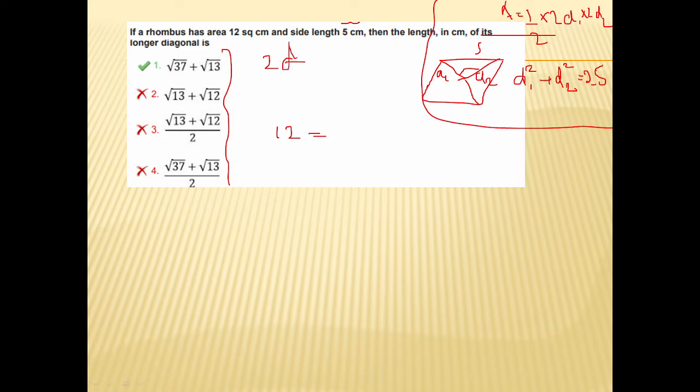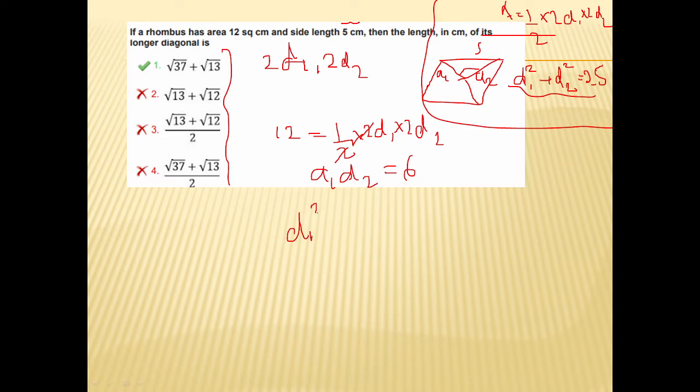Now coming to the question, 2d1 and 2d2, we have taken the lengths of the diagonals, so area is 12, 1/2 into 2d1 into 2d2. I have intentionally taken the diagonals as 2d1 and 2d2 because if we take d1 and d2, then we will get fractions like d1 square by d2 square, then 4, and so on. Calculation will be hectic. Basically the fraction will come, so that's why cancel this, and d1 d2 equals 6. Now this property, d1 square plus d2 square equals 25. Substitute this back, say d1 is greater than d2, so d2 equals 6 by d1.